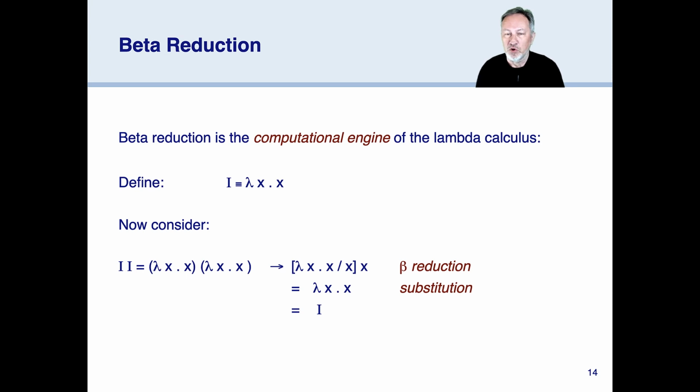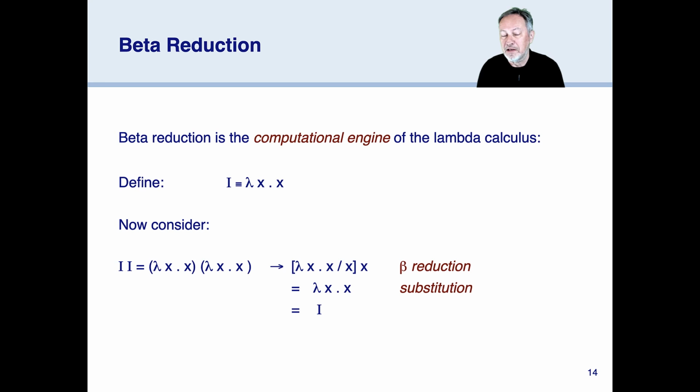Now let's see if this works in practice. So I applied to I is just lambda x dot x applied to lambda x dot x. If we look at that and look at our semantic rules, there's only one that we can apply of the reductions of beta and eta, and that's beta reduction. So how do we do that? Well, the first of these lambda x dot x has the body x, and we're going to take the second of these, lambda x dot x, and replace every instance of x in the body. So that's what we see in the arrow.